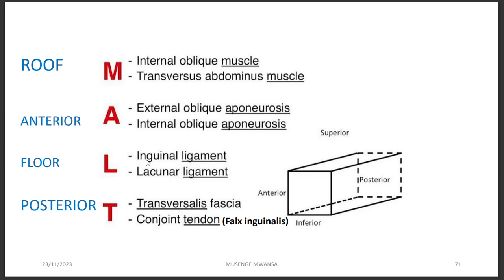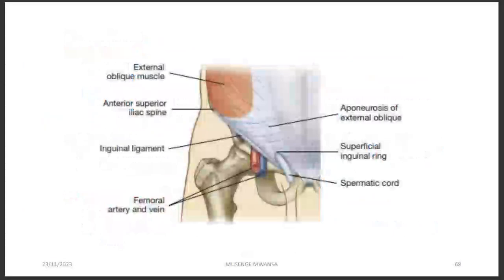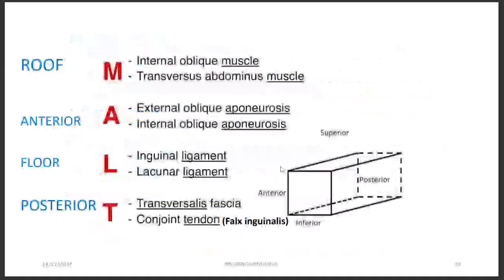The floor will be formed by the inguinal ligament and the lacunar ligament. The lacunar ligament is a ligament that comes out of the inguinal ligament just at the end. I have a picture. So this is the inguinal ligament. At the end of the inguinal ligament, that is where we have the lacunar ligament. You can see the inguinal ligament is at the bottom of the inguinal canal. That is why it's forming the floor.